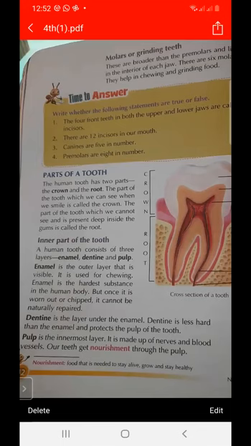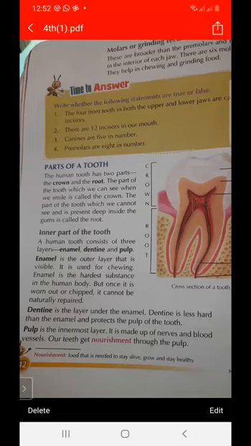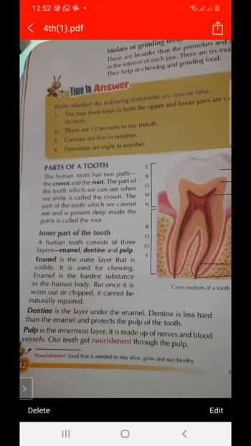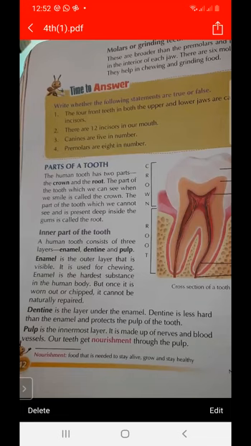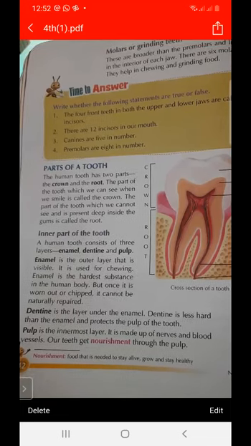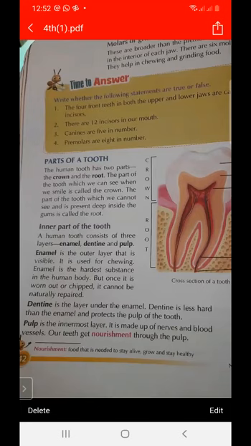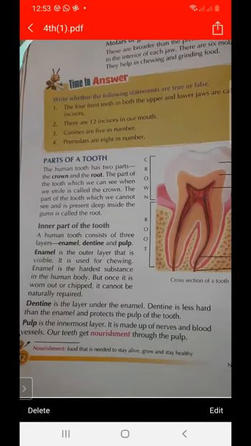And what do you mean by pulp? It is the innermost layer. And what does the pulp contain? It is made up of nerves, and it also contains blood vessels. And our teeth get nourishment through the pulp. So this is the pulp, the innermost layer, made up of the nerves and the blood vessels, and our teeth get nourishment through this pulp.